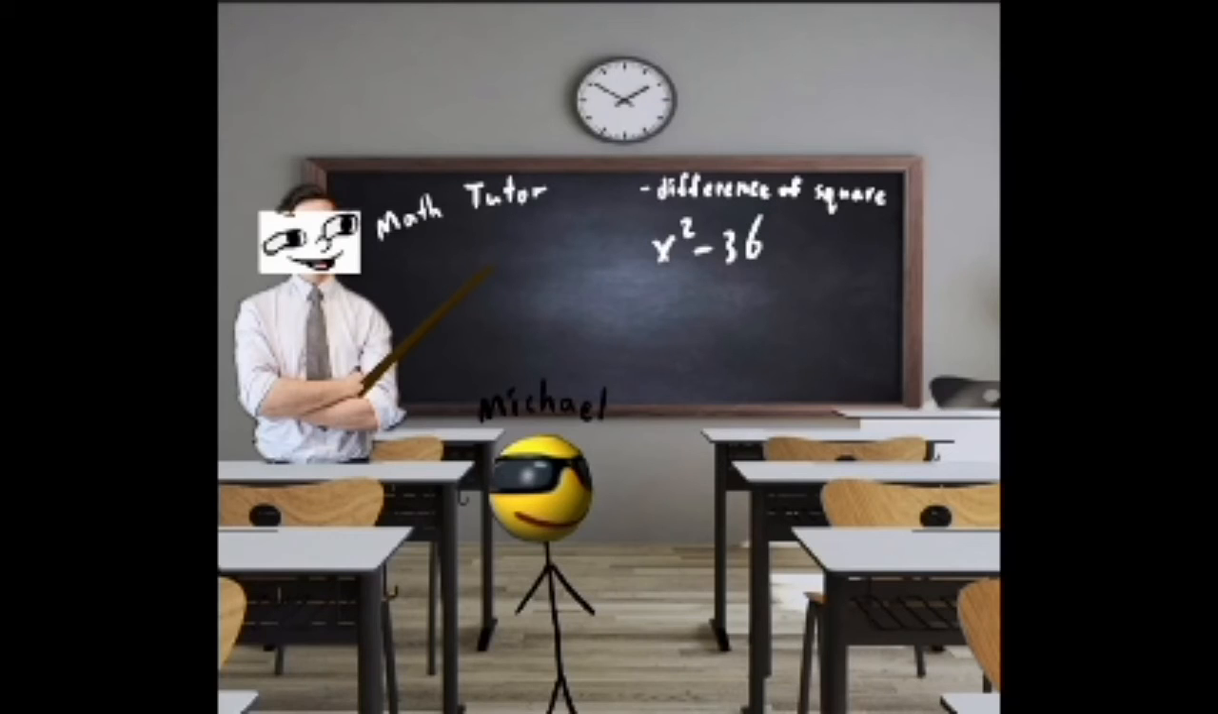So now you have to find out if both of them are squares, which they both are. This will be x and x, and this turns to 6 and 6. Now, since it's minus, it's going to be x minus 6 times x plus 6. You put it in that order, and that's the answer.